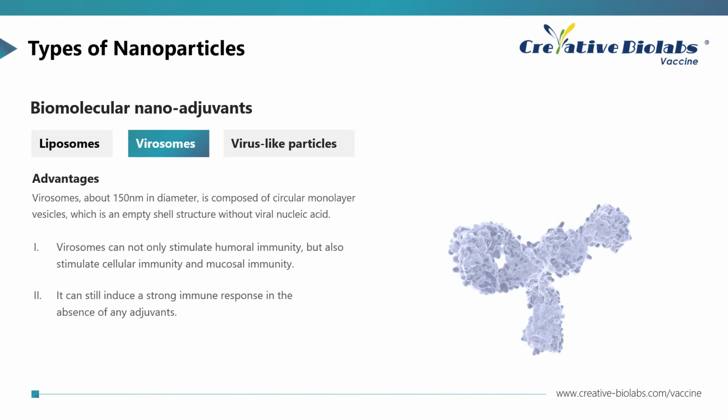It is generally believed that virusomes retain the spatial conformation of natural virus particles and the antigenic epitopes for neutralizing antibodies. Virusomes can not only stimulate humoral immunity, but also stimulate cellular immunity and mucosal immunity. They can still induce a strong immune response in the absence of any adjuvants.